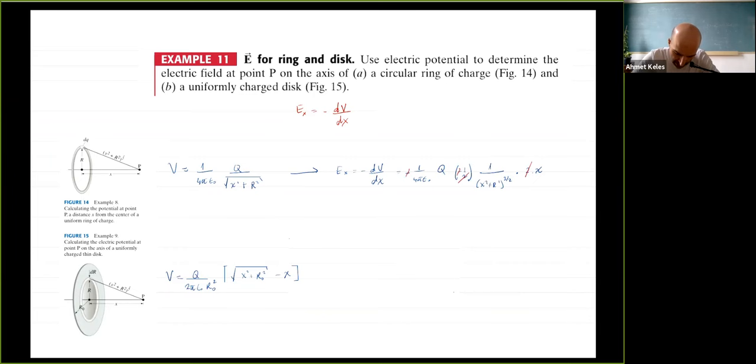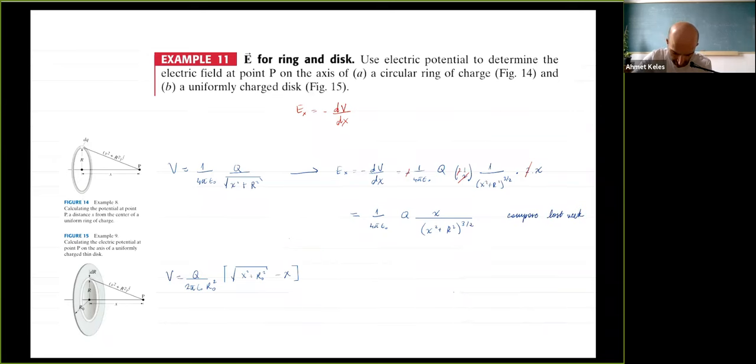And from here, I can already see the electric field is 1 over 4 pi epsilon naught q x divided by x squared plus r squared to the power 3 over 2. Maybe you can go and compare with what we found last week.